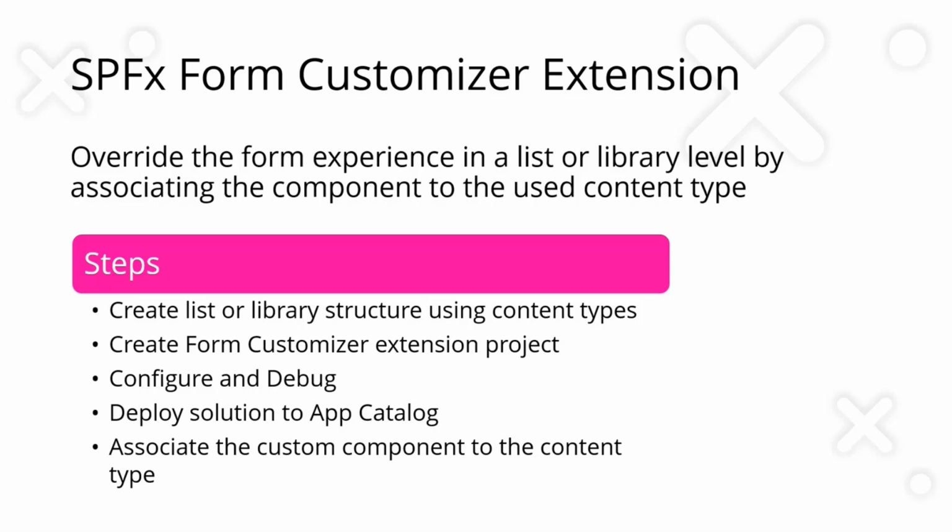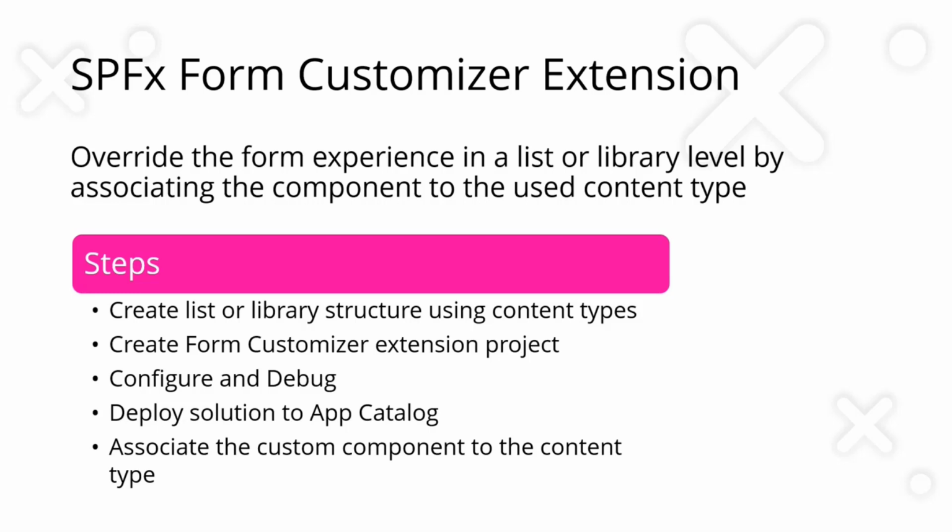So we need to create a basic list or library structure using content types. That's what I would recommend: use the content types. Then you create a customizer extension project using SPFx. Then we have to configure and start doing some debugging. And then once we're done, we deploy our solution to App Catalog.